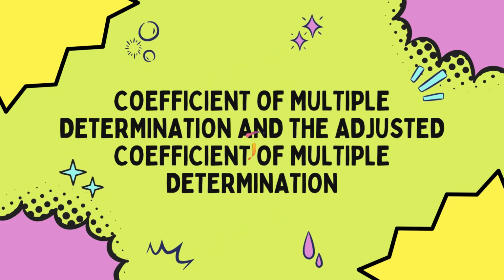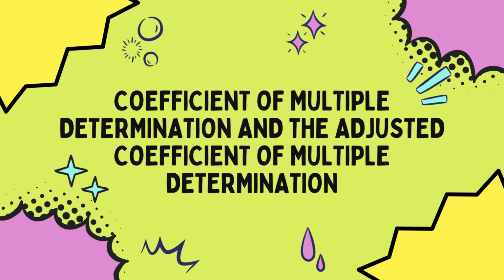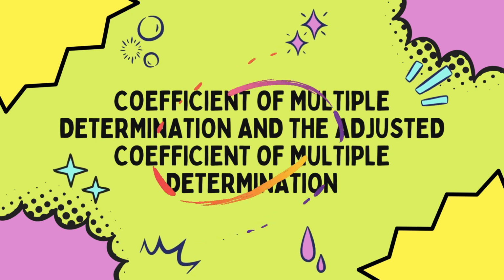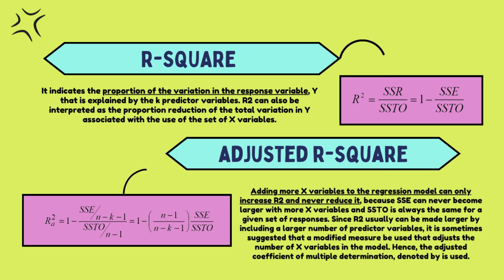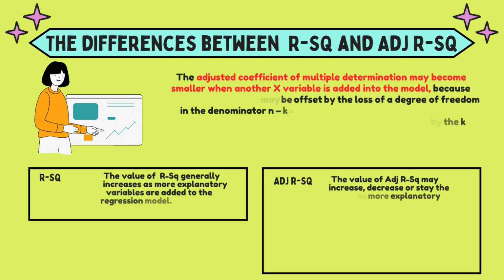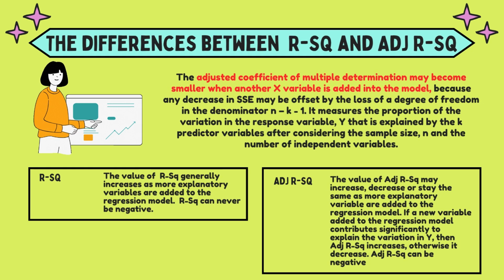The coefficient of multiple determination, R², and the adjusted coefficient of multiple determination, adjusted R², need to be examined in MLR. The formulas are as follows. The difference between R² and adjusted R² is that the value of R² generally increases as more explanatory variables are added to the regression model, while the value of adjusted R² may increase, decrease, or stay the same as more explanatory variables are added to the regression model.